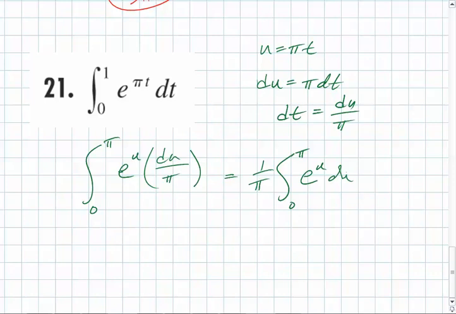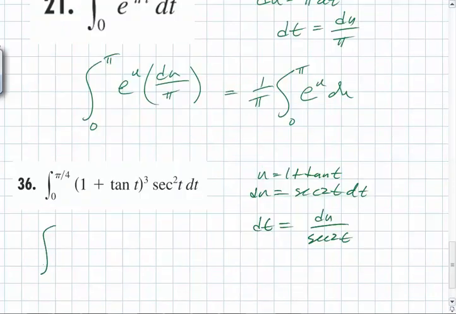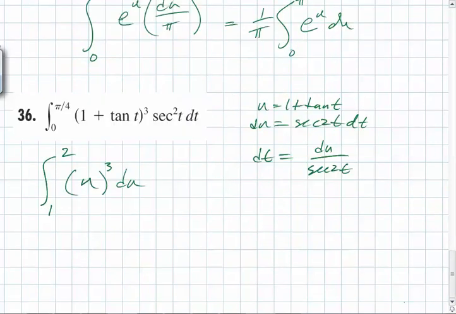When you plug this in and cancel, what do you end up with? 0. What do you end up with from your limits here, though? What does it become? Tangent of 0 is? 0, but then you add 1. It's 1 to what? What's tangent of pi over 4? 1, so it's going to be 1 to 2 of u to the what power? U cubed, exactly. And you're going to have a du over secant squared that's going to cancel, so you're left with du. Yeah. Is that kind of nice?